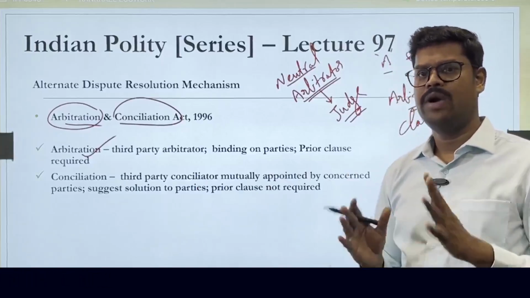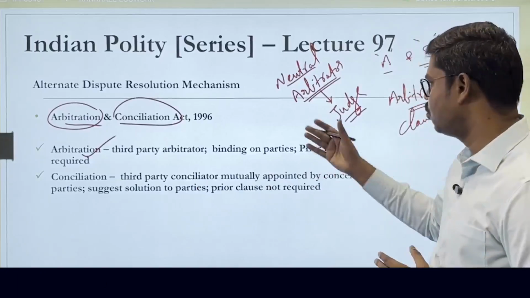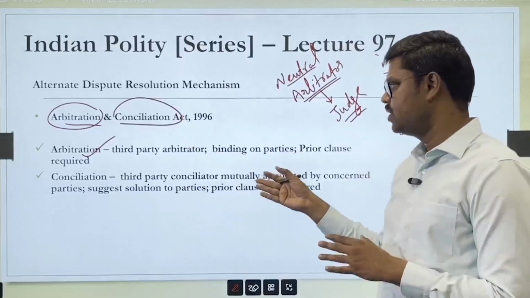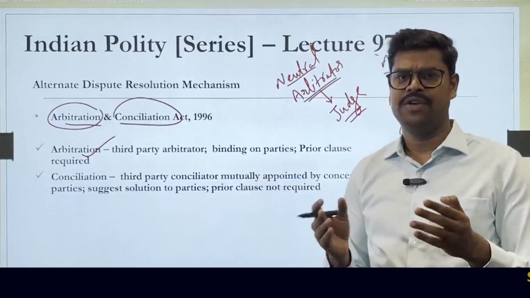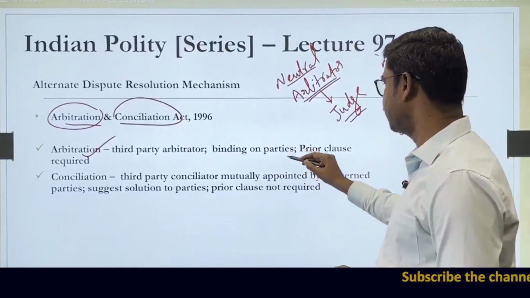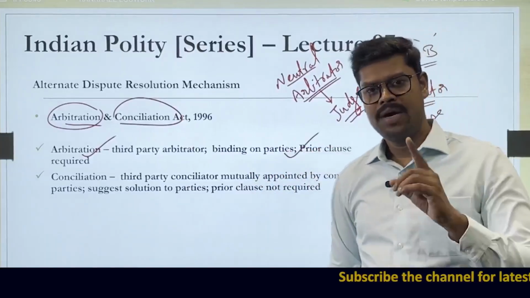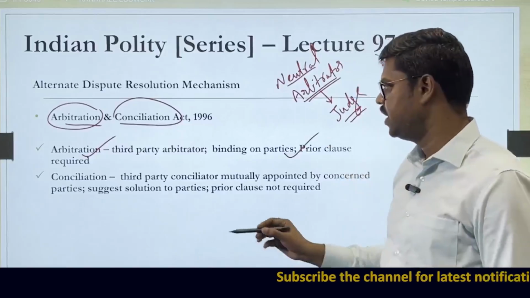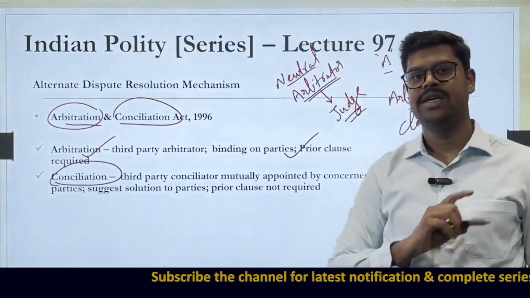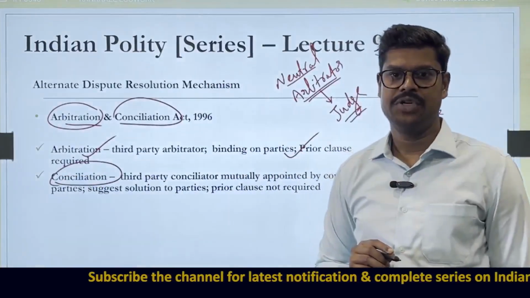But however, what is the advantage? Unlike going to the court, which will be a very long process, here the procedure is much simpler, and therefore they can easily settle their dispute. So this is basically what is called arbitration. But they can also go for conciliation instead of arbitration. So what is conciliation? How is it different from arbitration?